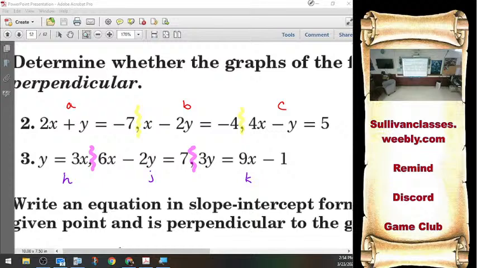Easiest way is if there's not enough room, do it on a separate sheet. But turn all of them into y equals mx plus b.